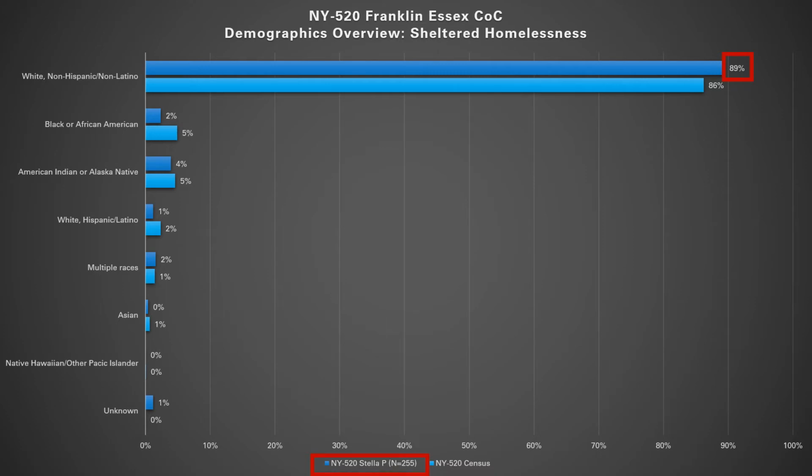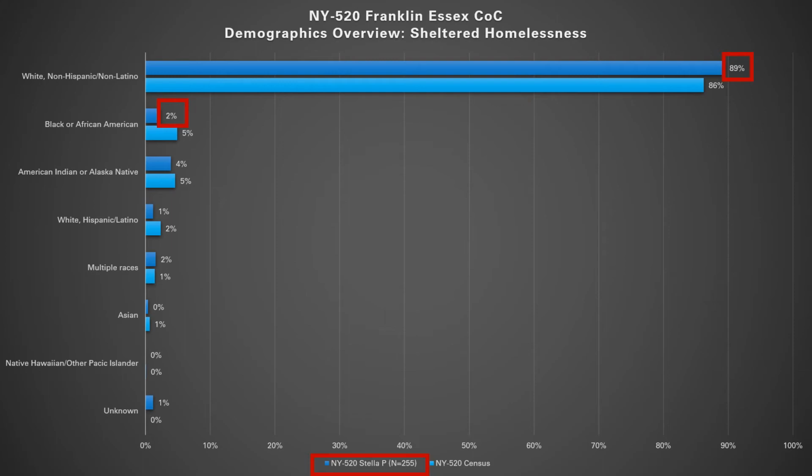This relationship is contrasted where Black or African American people make up 2% of those served in the homeless system, while representing 5% of the community's population. The data shows that there are no more than 6 Black or African American clients in the HMIS. And with such a small sample size, it is difficult to determine if this community is over or underrepresented in the homeless system.